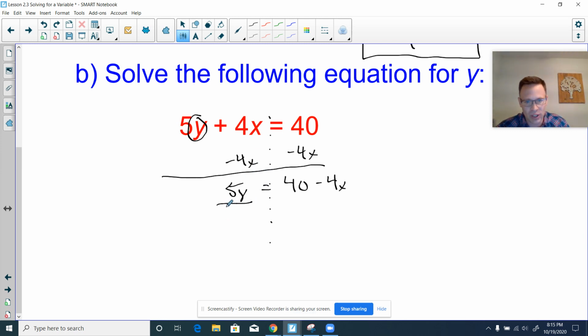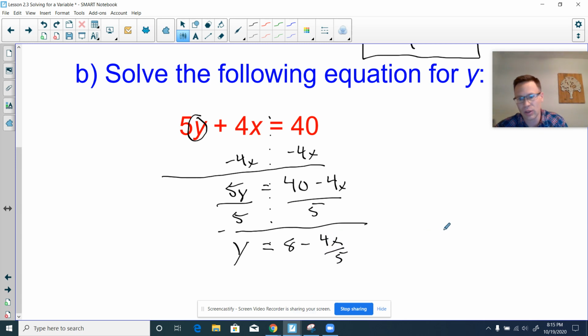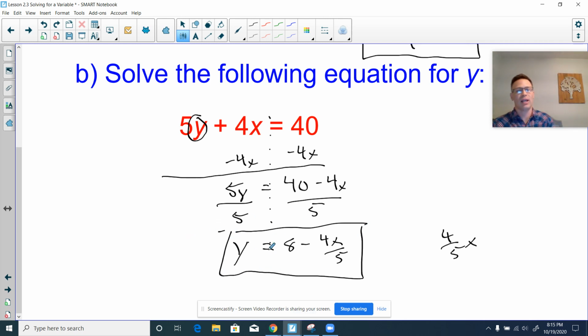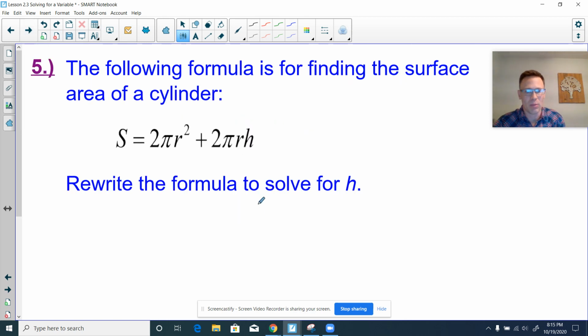Now to solve for y, I just have to divide by 5. And now I'll be left with y is equal to, and then I can simplify this part, right? 40 divided by 5 is 8. And then I can't simplify this part, so I'm left with negative 4x over 5, or you could also write negative 4/5 x. Those are not different, okay? So this is as simplified as we can get. I cannot combine these like terms. This is a literal equation with other variables. And that's okay to get an answer like that. No big deal. All right, moving right along here.